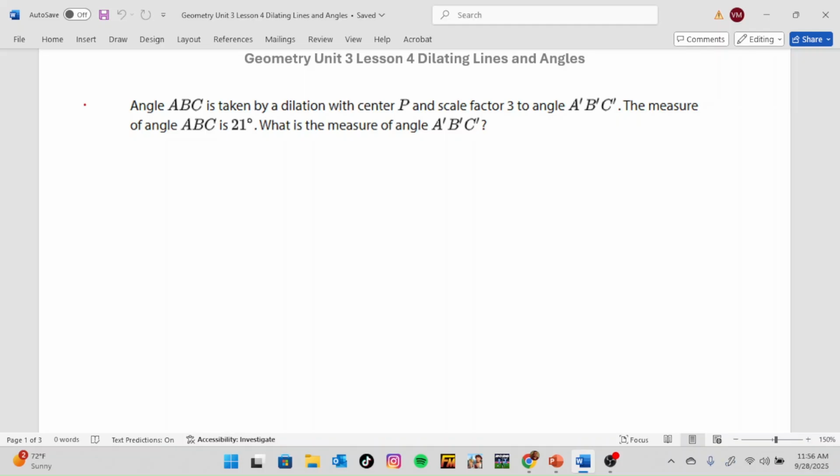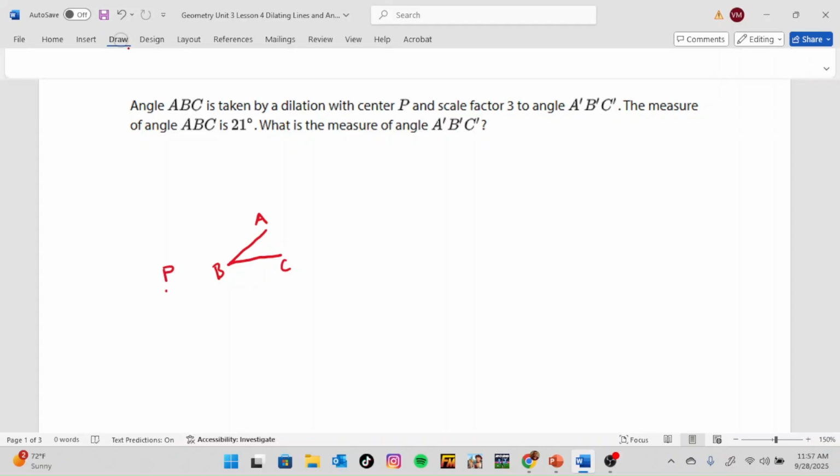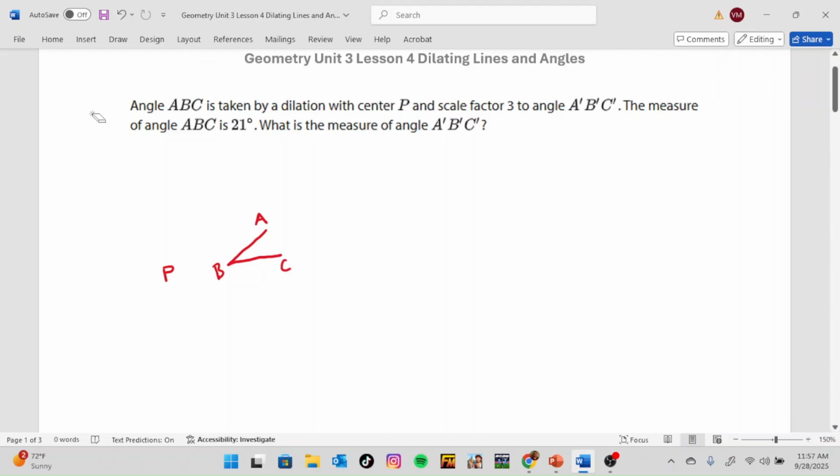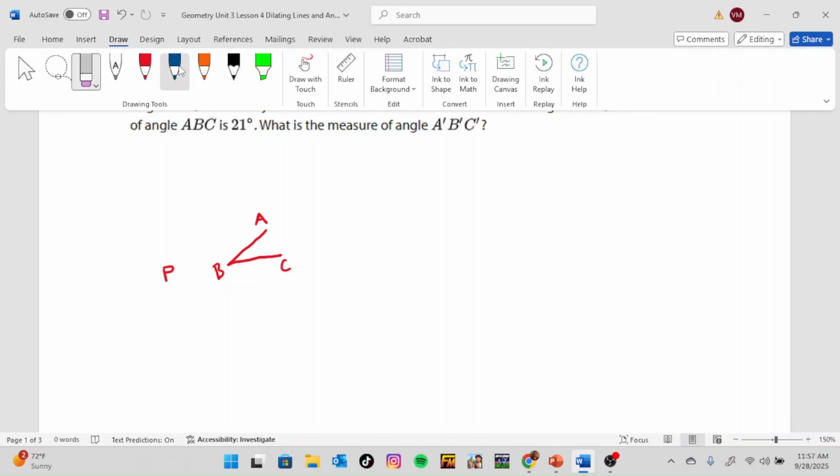So let's draw the original. Let's say we have an angle A, B, C. Now, let's say there's a point P somewhere along here.